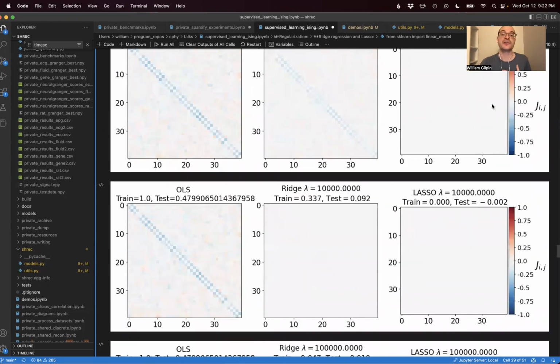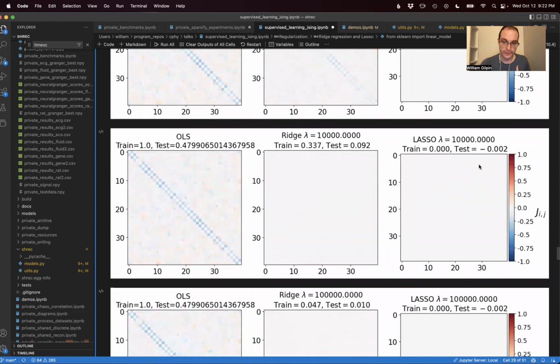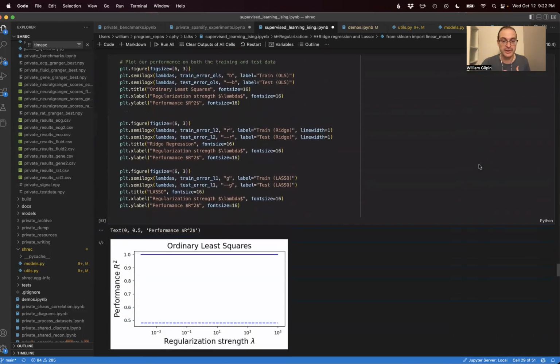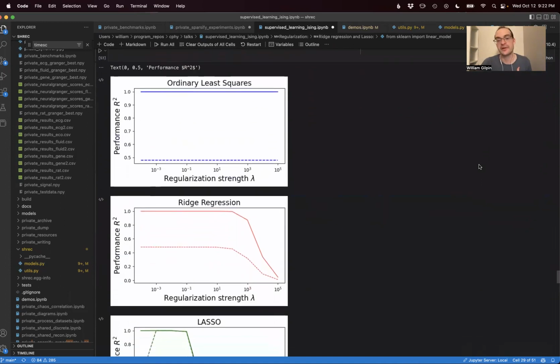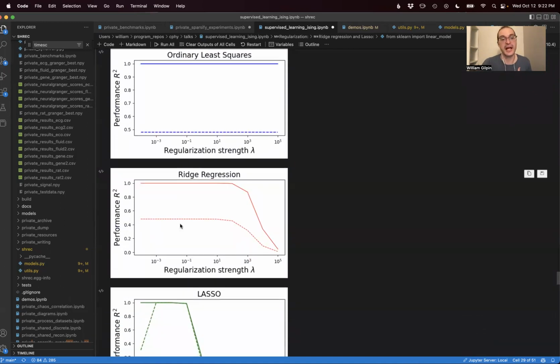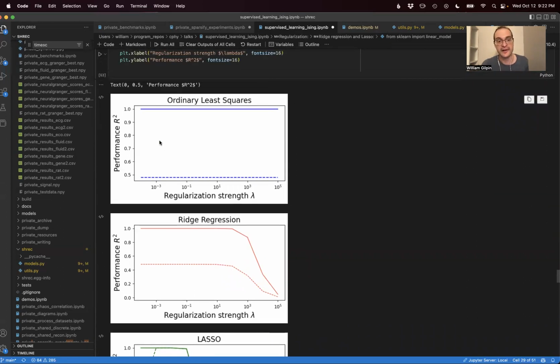Okay, so that's ordinary least squares, ridge regression, and lasso regression. Here I'm just taking those plots I just showed, and plotting how the test error as well as the training error varied as a function of lambda. For ordinary least squares, there are no constraints active. So my training error stays at 1, because I can just overfit and get everything perfectly. My test error basically stays at 0.5. There's no dependence on lambda because lambda doesn't appear in the loss.